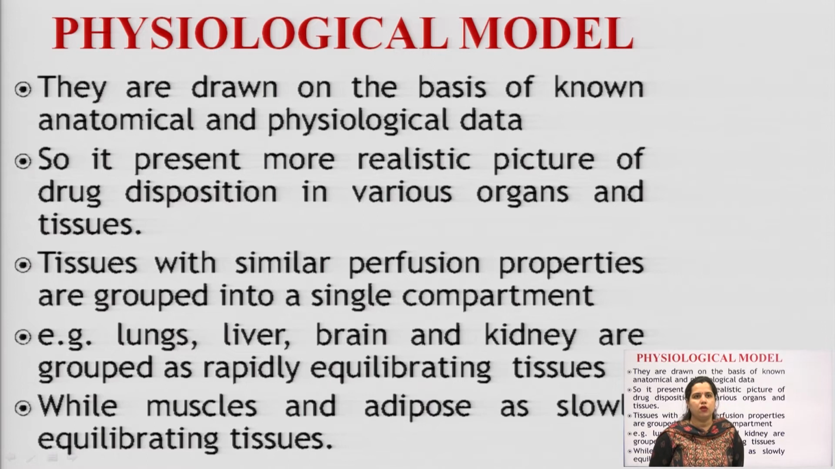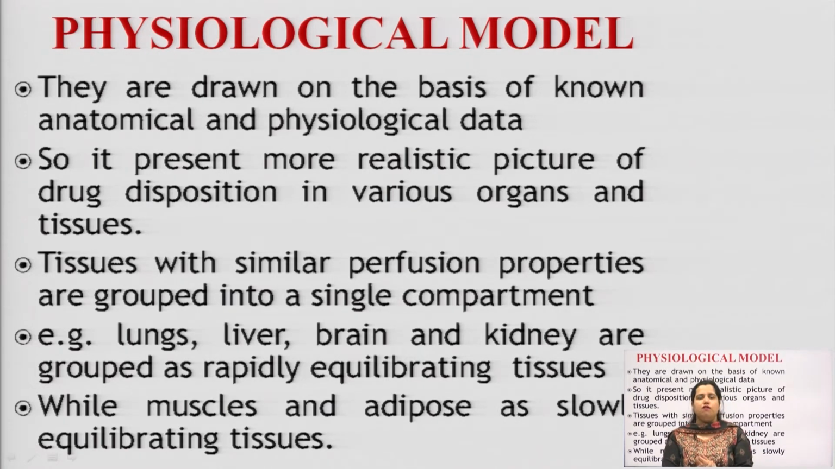Tissues with similar perfusion properties are grouped into a single compartment. Based on vascularity, as I have discussed in my earlier session, the body is divided into 4 compartments: highly perfused areas, poorly perfused areas, even more poorly perfused areas, and fat tissues. The organs in the highly perfused category will be considered as a single compartment, as the blood flow and the binding affinity towards the drug will be quite similar and uniform. So, we can consider all organs which have a similar type of blood flow and binding affinity as one compartment. As this model indicates the physiology of the organ or body part, based on the vascularity and physiology of that particular organ, we can design a particular model, and that will be considered a physiological model.